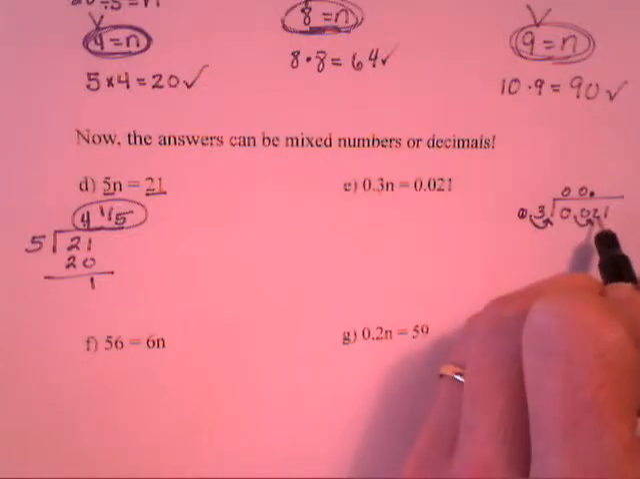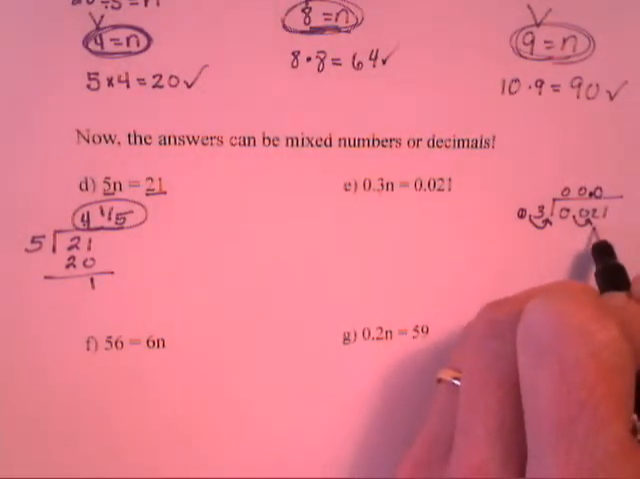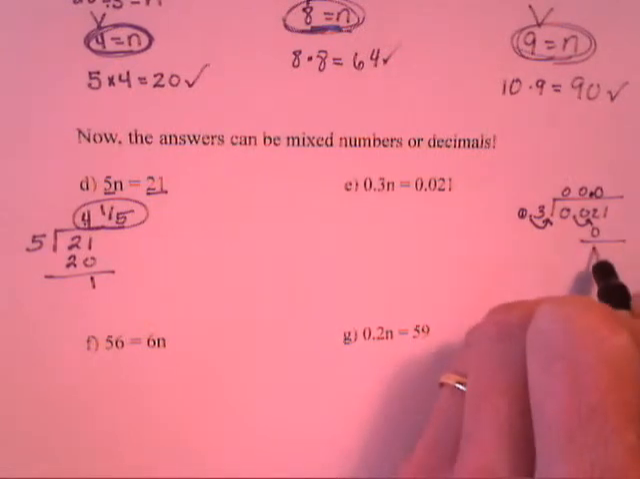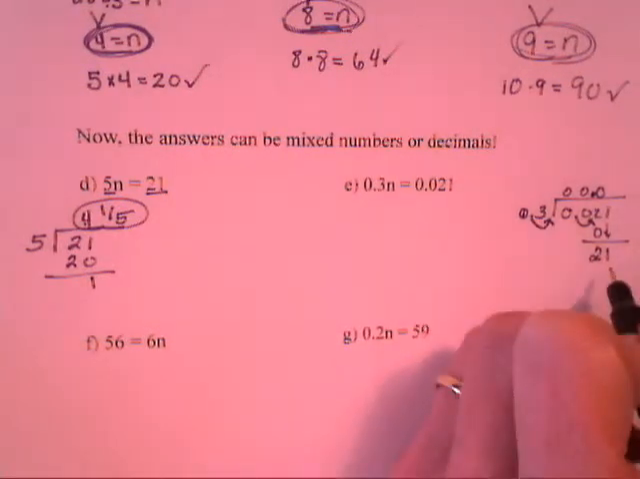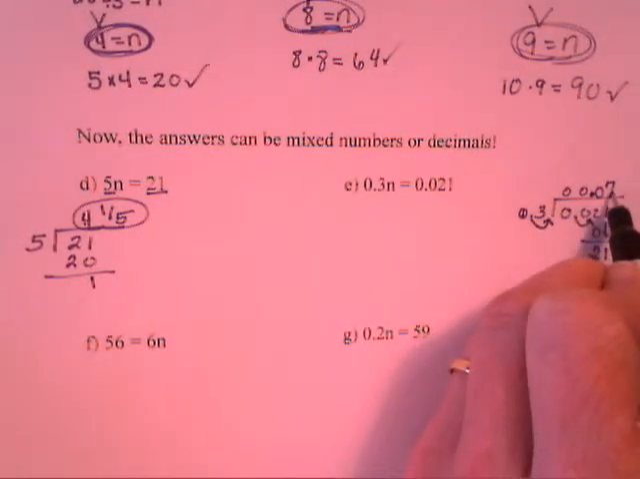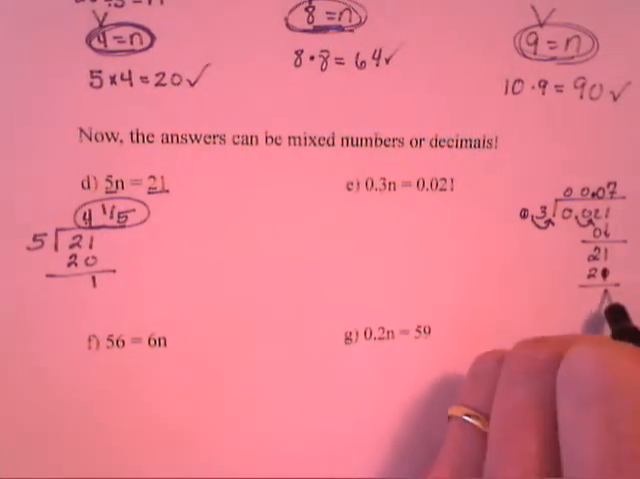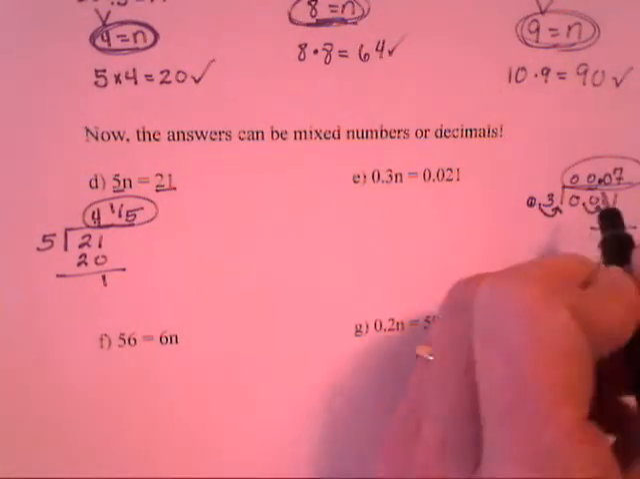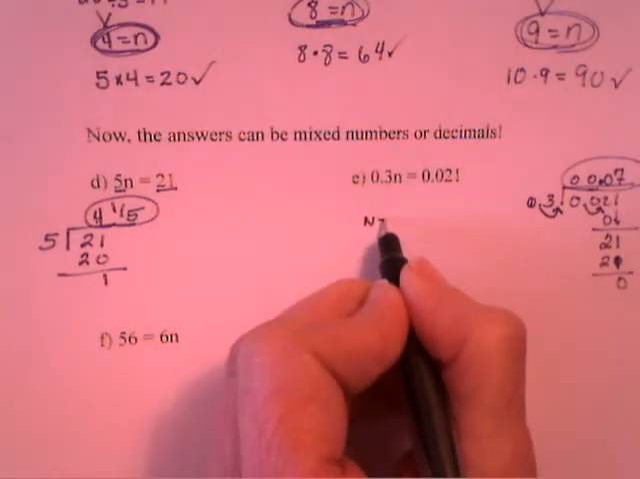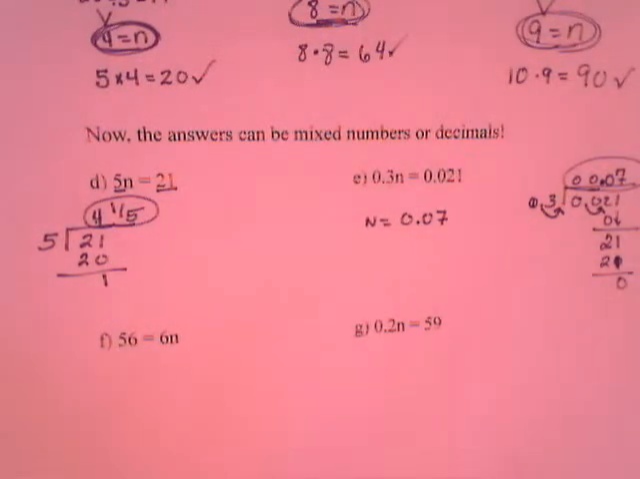So 3 won't go into 2, so that's a 0. 3 times 0 is 0. Do my subtraction. 2 minus 0 is 2. And I'm going to bring that 1 down. 3 goes into 21 7 times, and 3 times 7 is 21. Remainder of 0. So in this case, there's my n. n equals 0.07, which is 7/100ths.